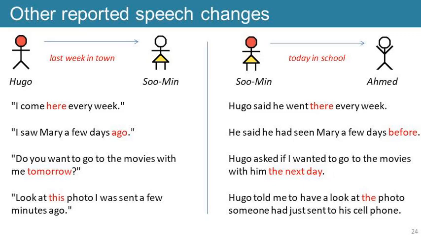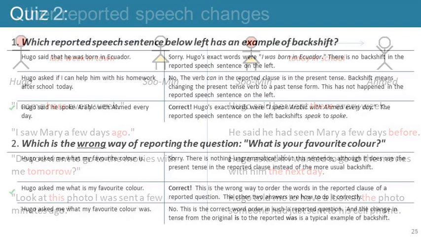The other change is in adverbs and determiners. We're going to assume that Sumin talks to Hugo in one place a week before she reports to Ahmed in a different place. Again, note the red changes. For example, here to there and tomorrow to the next day. You will find a link to a comprehensive list of these changes at the foot of the lesson index page.